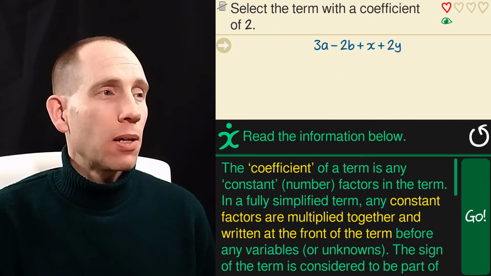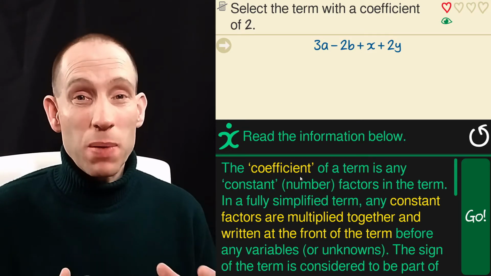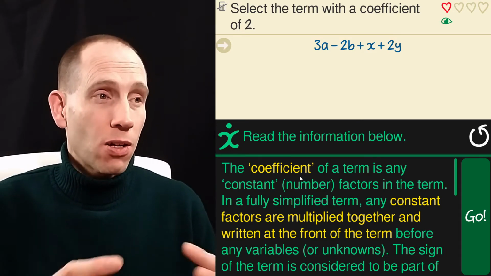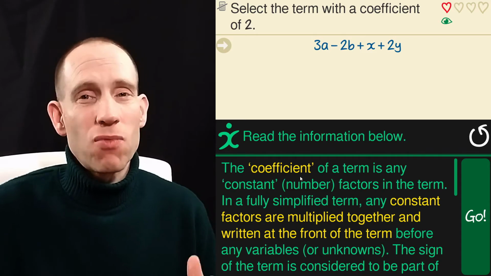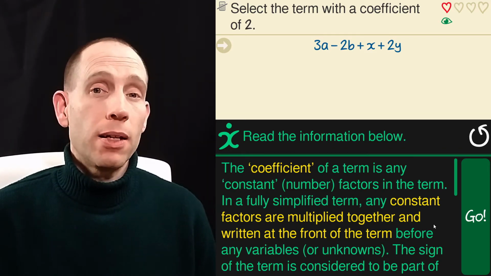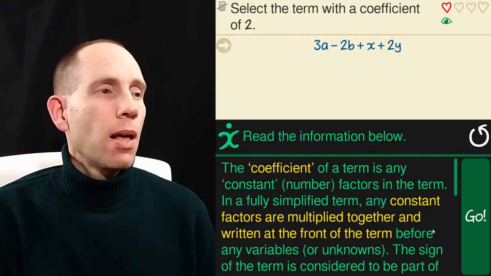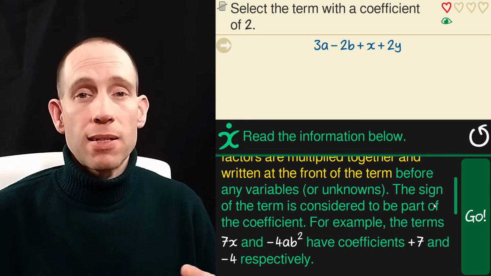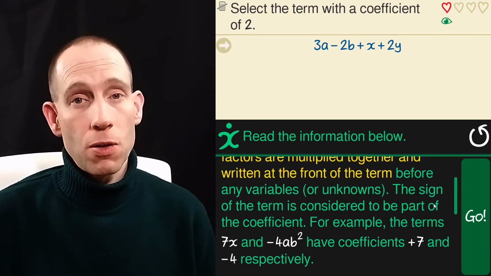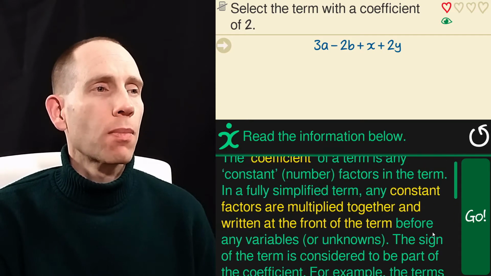Okay, some vocabulary then. The coefficient of a term is the number bit at the front of the term. So it's the constant factors within that term. The ones that are written as ordinary numbers. And in a fully simplified term, any number factors will be multiplied together and written at the front of that term. And usually we consider the sign, the plus or minus, as part of the coefficient. The coefficient is kind of at the beginning of the term.